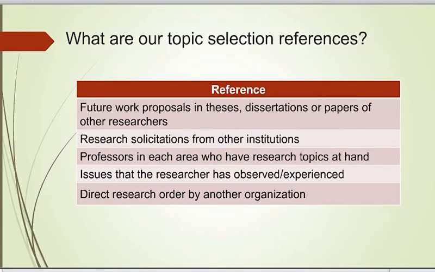Topic selection references. Sometimes you say, okay, all right, I have a general area, I want to work in artificial intelligence, or I want to work in database systems, or I want to work in cloud computing. But then how to choose the actual problem to solve, and how to choose the actual title for that solution.